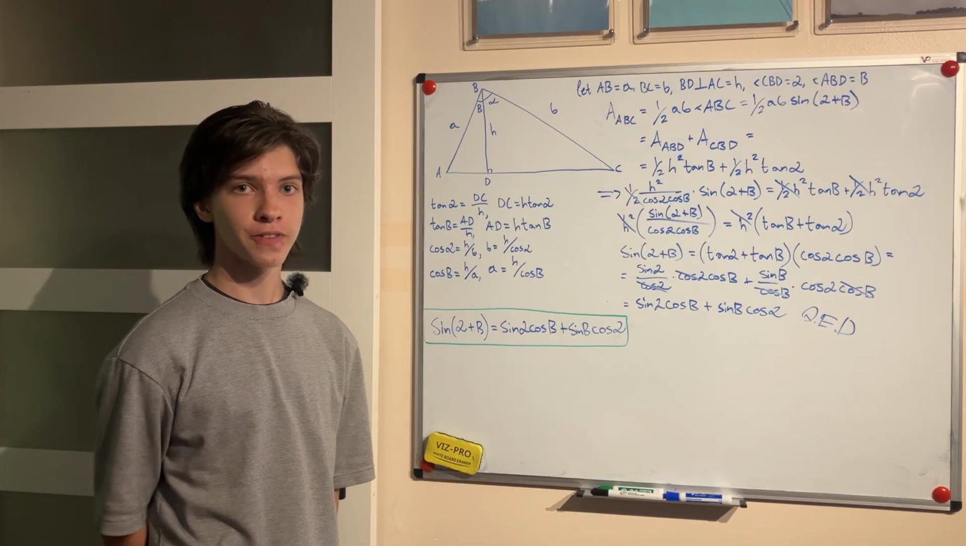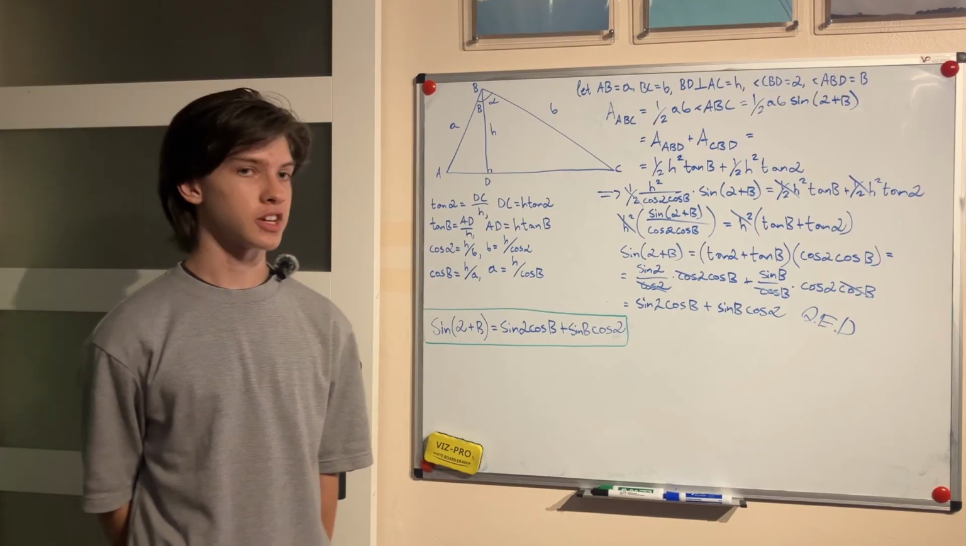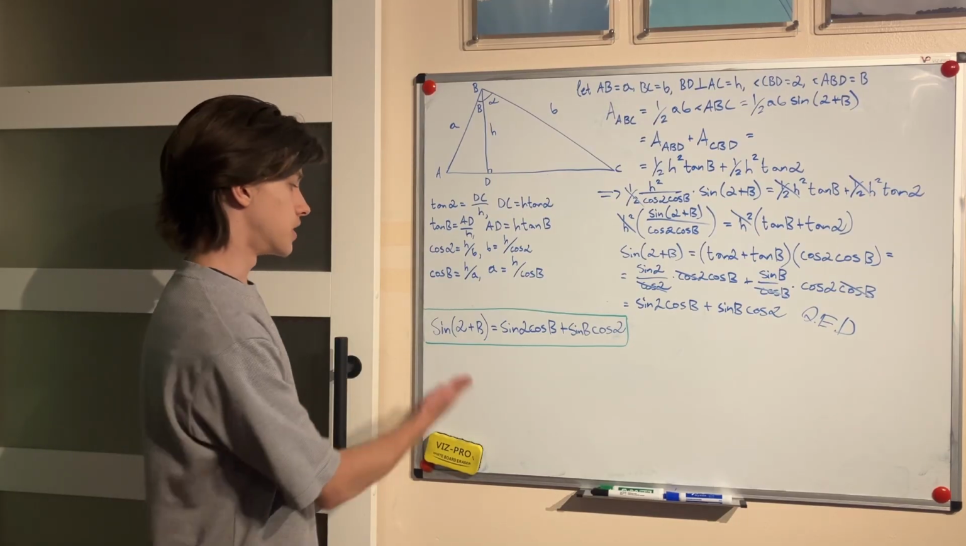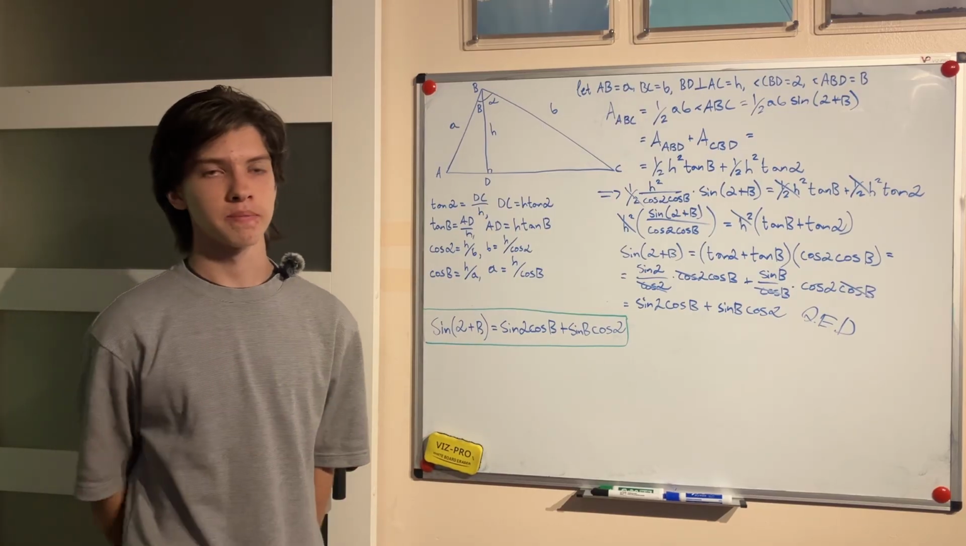So, an exercise for you: now find the cosine sum identity. The cosine of alpha plus beta is equal to what? And try to use this exact formula that we just found in your answer. Do not do it geometrically.